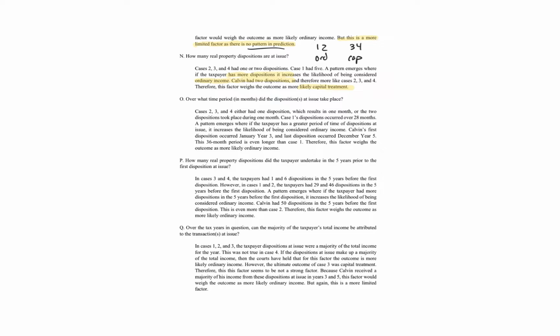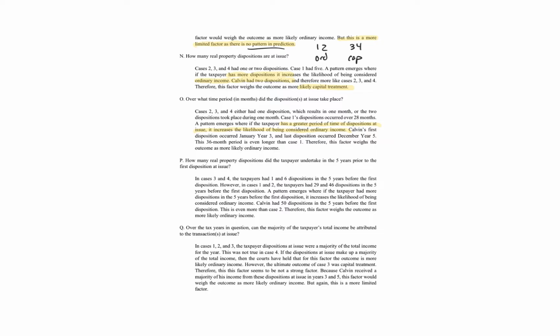Now, case 1, the dispositions at issue, there were 5 of them. They occurred over 28 months. A pattern emerges where the longer it is, the greater the period of time of dispositions at issue, the more likely it's to be ordinary, because the idea is that you're turning around this property as parcels rather than just selling it off as one transaction as an investment type land that you're speculating the value. You're just selling it all at one time.